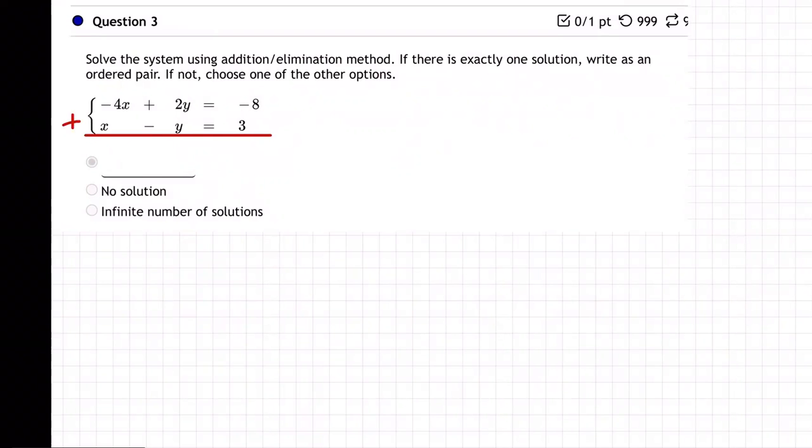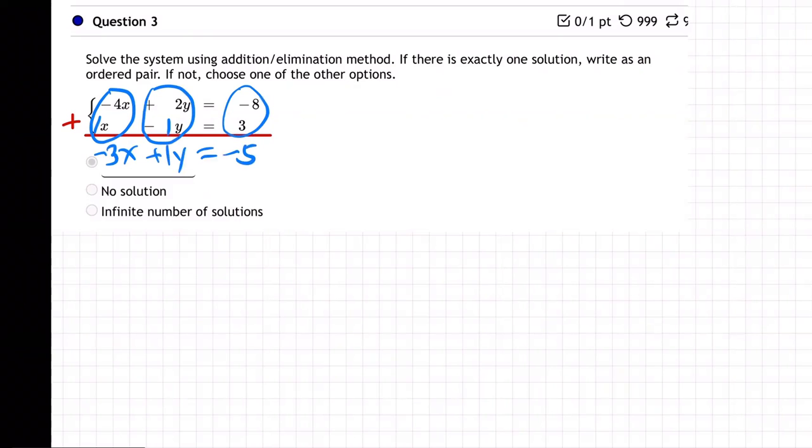Why can't we just add them right now? Well, we cannot add them right now because what would happen? Nothing would eliminate. Watch, negative 4x, and this is really 1x, right? When there's no number in front, it's 1. So 1 minus 4 is negative 3x. And then what happens when I add these two right here? This is 2 minus 1 is plus 1. When I add these two right here, 3 minus 8 is negative 5.